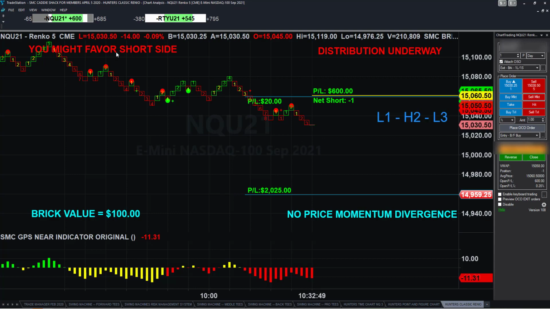The machine is telling me that I might want to favor the short side. It's telling me that distribution is underway and break value is not going to change. I have negative momentum. I want to see this momentum increase. I want to see it stronger than it was over here. That's what that would tell me. And I want to make sure that I don't get any positive. If I see any positive divergence, I will not crush the trade. I will close the trade. I am not going to trade the money.